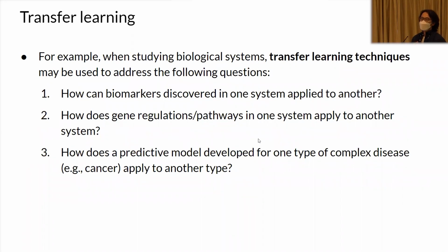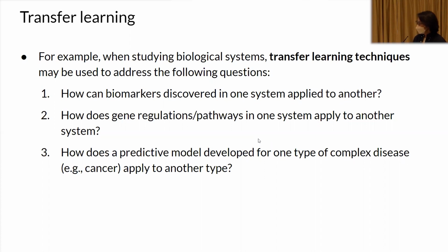So, how can transfer learning be applied? For example, it may be used to answer the following question. Suppose you have found biomarkers for predicting something that is of interest to you. Can you use the same set of biomarkers in a slightly different context or in a different system? For example, if you have identified biomarkers based on a mouse model, can they be applied to making prognosis or diagnosis of a human disease?